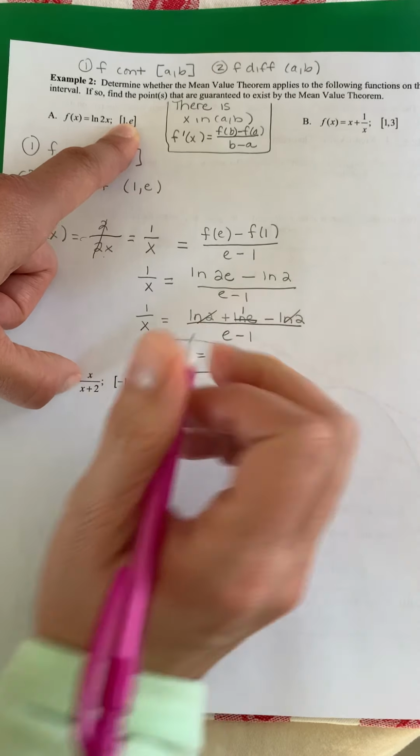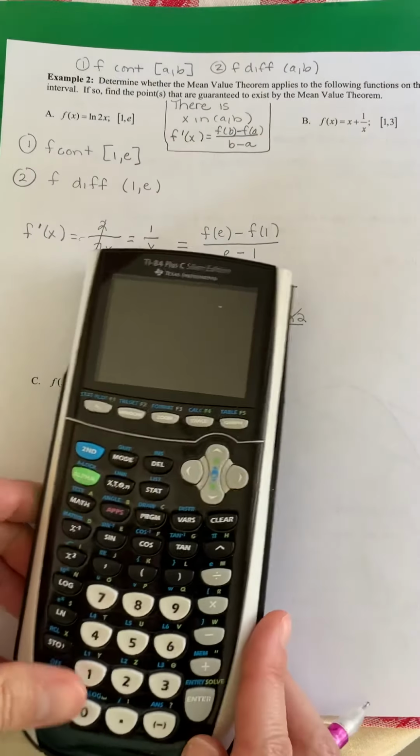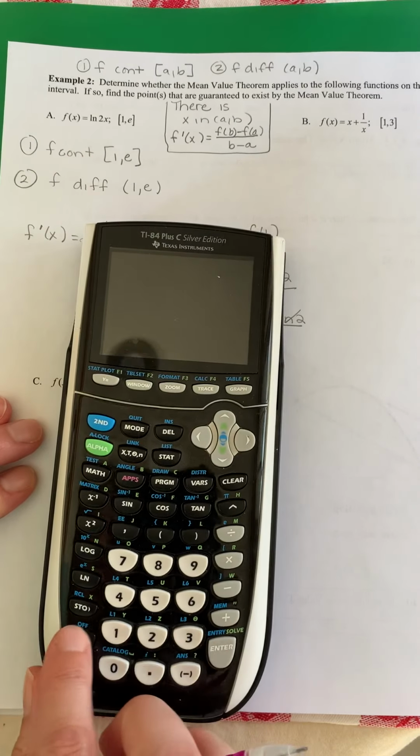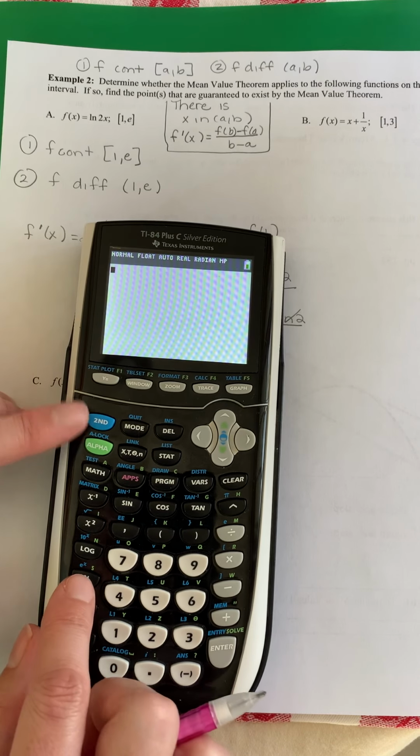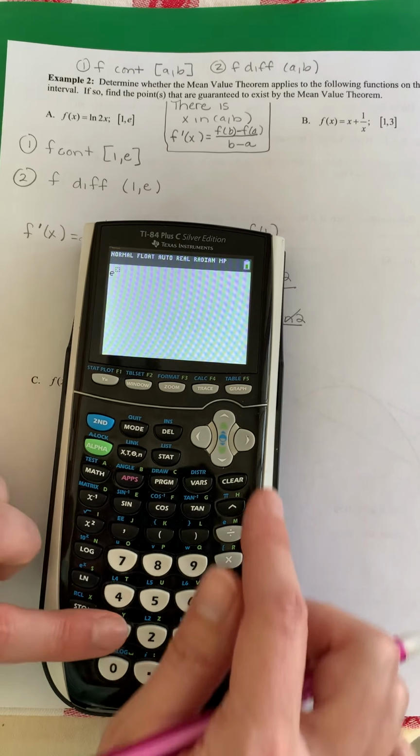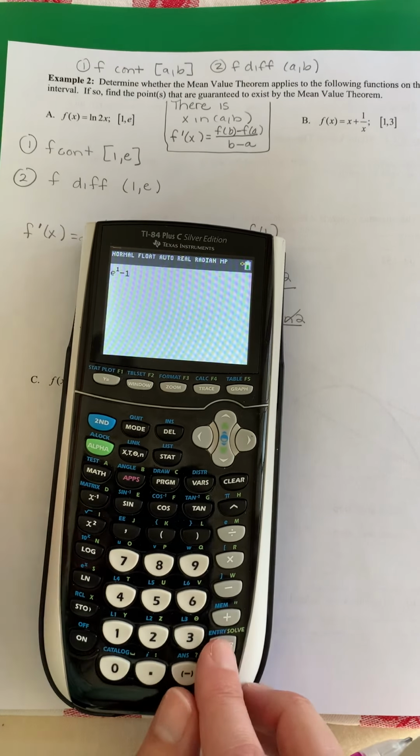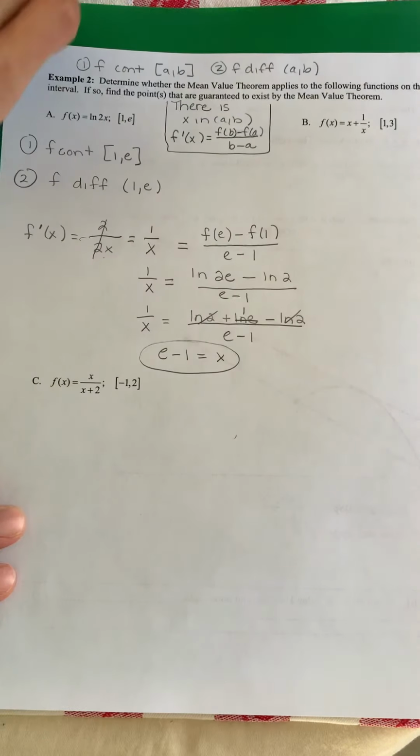If you go ahead and pull out your calculator, let's look and see what that might be, just as a double check. The e button is above the log, and then I just want e minus 1, so that's approximately 1.72.